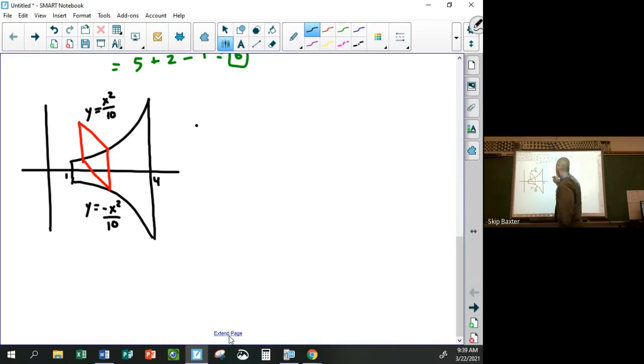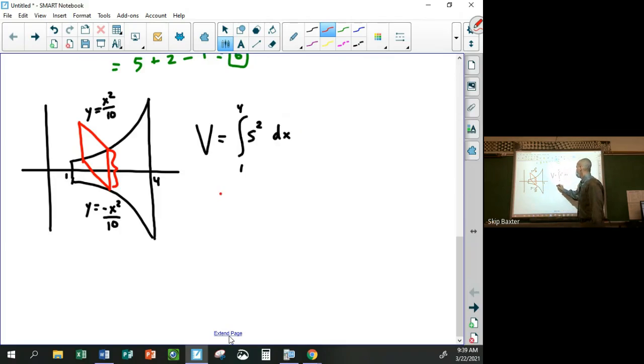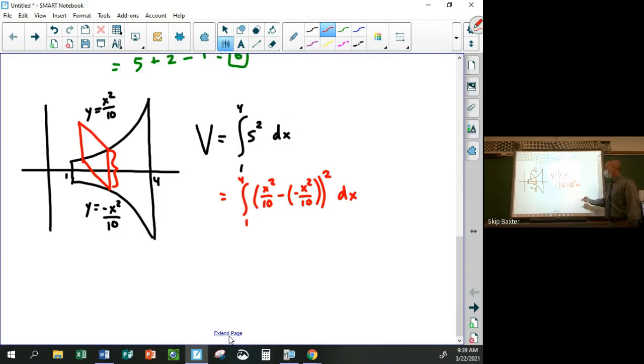So generally the volume is the integral from a to b, from 1 to 4, of the area of a typical cross section. Well, the area of a typical cross section here is just s squared, right? But s is this distance right here, which is the top curve minus the bottom curve. So this is just the integral from 1 to 4 of x squared over 10 minus negative x squared over 10, squared, dx.